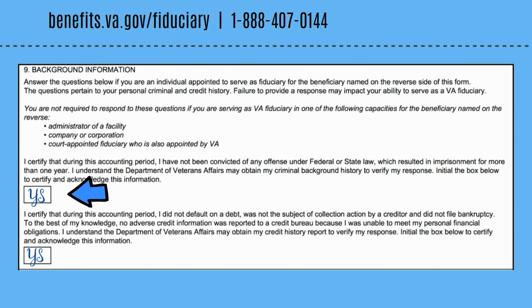The first box certifies that, during the accounting period, you have not been convicted of any offense under federal or state law which resulted in imprisonment for more than 1 year, and you understand that the Department of Veterans Affairs may verify your response by obtaining your criminal history report. The second box certifies that, during the accounting period, you did not default on a debt, were not the subject of a collection action by a creditor, did not file bankruptcy, or had any adverse credit information reported to a credit bureau because you were unable to meet personal financial obligations. In addition, you understand that the Department of Veterans Affairs may verify your response by obtaining your credit history.